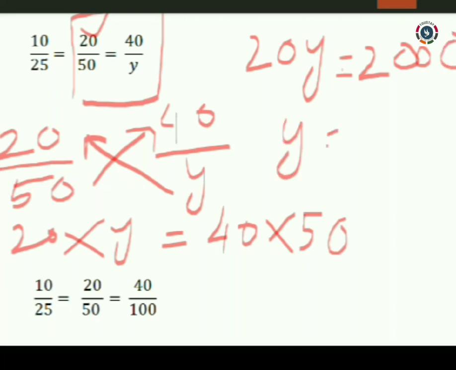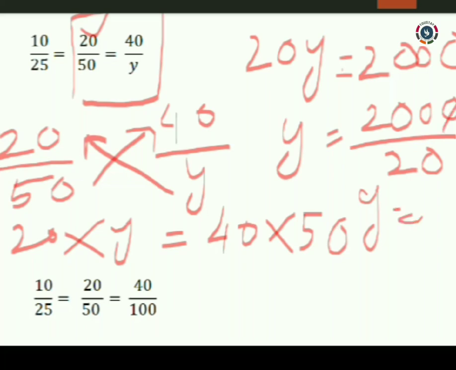Next, y equals 2000 divided by 20. So 0 and 0 cancel. Next, 200 divided by 2, you will get the answer as 100. So your y value is 100. So your x value is 20 and y value is 100.